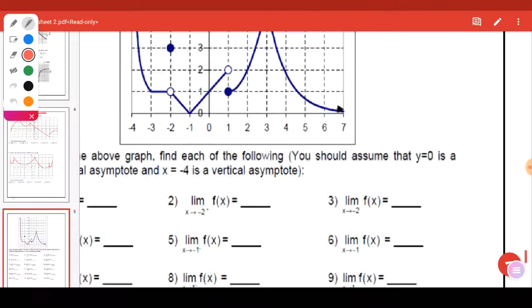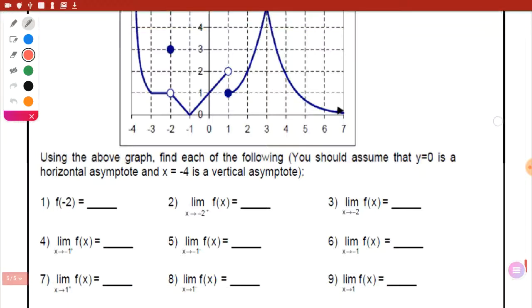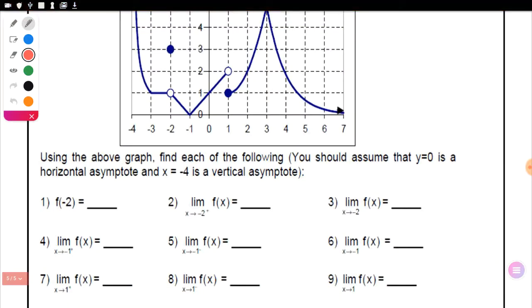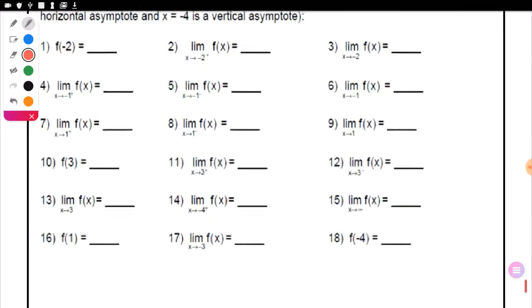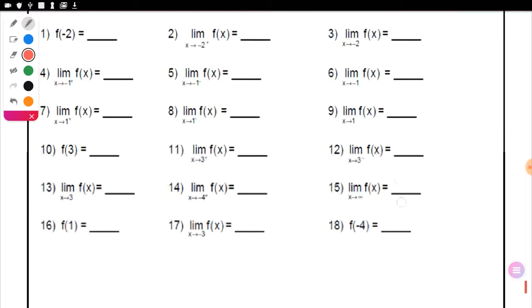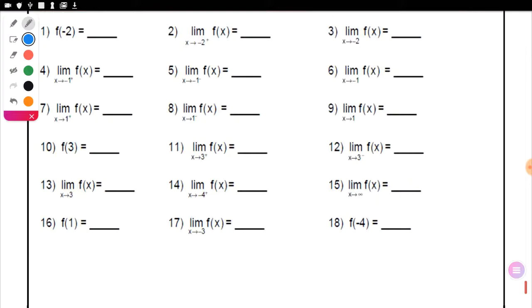Limit of f of x when x approaches infinity. Infinity means x goes to infinity. Look with me. Go to infinity. F of x goes to what? To 0, because as x becomes larger, f of x approaches 0, but never reaches it. Here we will write 0.